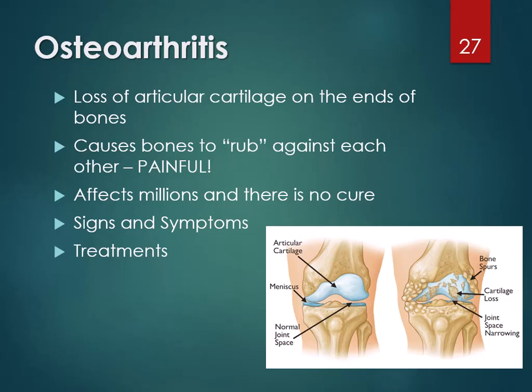The only permanent fix is joint replacements, like a knee replacement or a hip replacement, which are major surgery, but can really give a person a lot of relief. There are experimental treatments, growing new cartilage, injections of hyaluronic acid, other types of things being tested because it does affect so many people and nobody likes to be in pain.